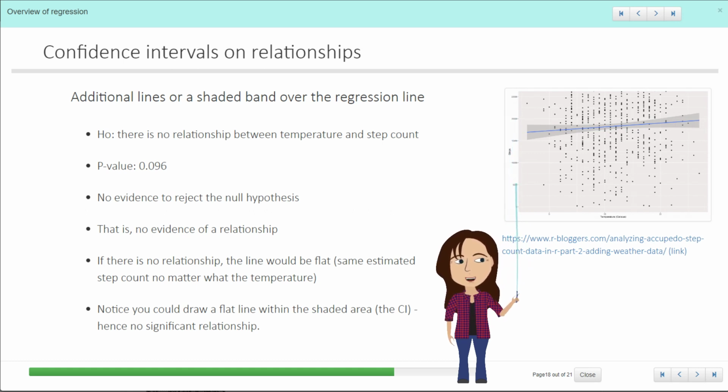The null hypothesis is that there's no relationship between temperature and step count, and his p-value was 0.096, so no evidence to reject the null hypothesis, or no evidence of a relationship. If there is no relationship, then that's equivalent to fitting a flat or horizontal line through the data. And indeed, if you have a look at the shaded area of the confidence interval for the regression line, you can probably see that you could fit a flat line through that shaded area.